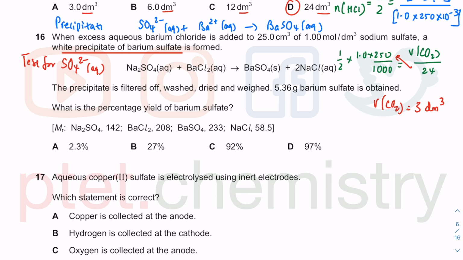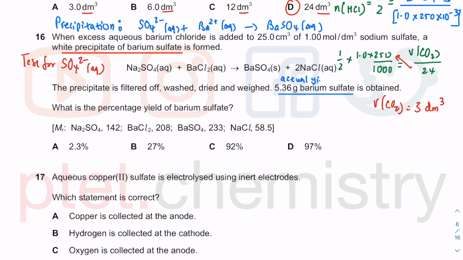precipitation reaction. You are forming something insoluble, which you can filter off, and you can wash it with distilled water to get rid of all this aqueous stuff, and then you can just dry it to get pure sample of the barium sulfate. So you do filter it off, wash and dry and weigh. You get 5.36 grams of barium sulfate. This is the actual yield.